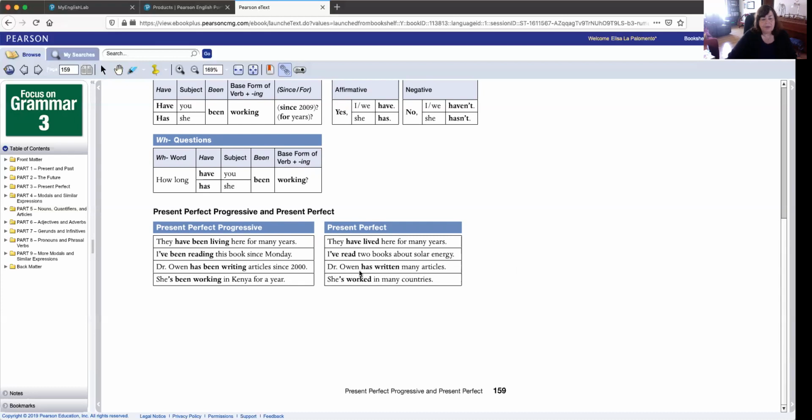Now, this does not necessarily mean that Dr. Owen will not write any more articles in her life. It's possible that she will. Okay, but at that point, these are talking about articles that she has already written. While this is talking about articles that she has written in the past and is still writing. Different articles, but she's still writing articles here for sure.